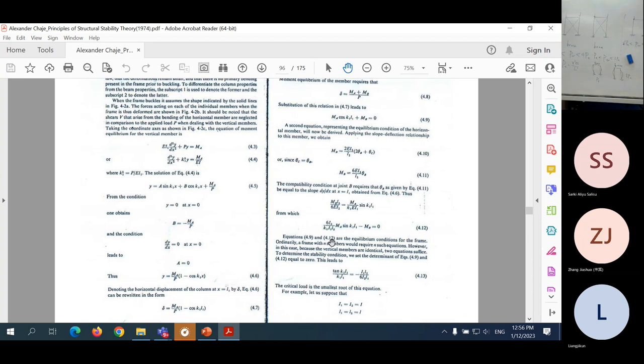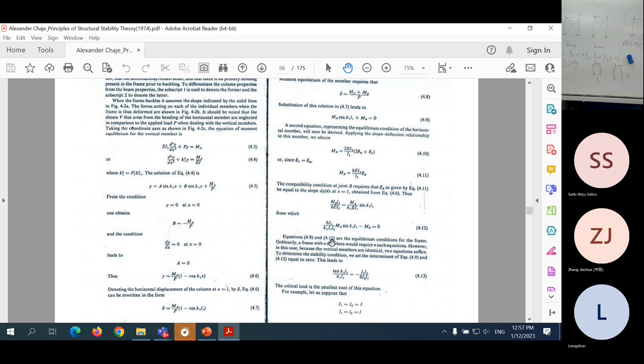But to get the critical load, if you go through this part, you have to solve very complicated equations. For the general case, they consider different column heights, different beam lengths, different EI for the column, and different EI for the beam, everything included. Then they show a particular case: if the height of the column and the length of the beam are the same, and also the bending rigidity, the moment of inertia, of the column and the beam are the same.